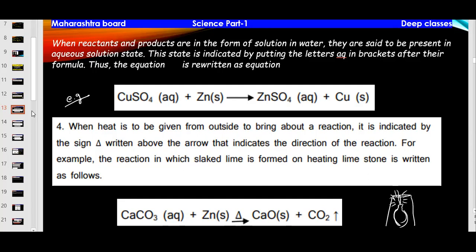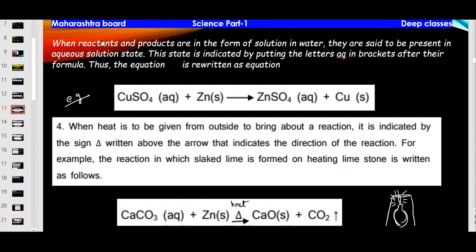It is indicated by a sign like this triangle. Okay, we call it delta. This is heat in terms of chemistry. This symbol means heat. Let me write here, this symbol means heat. So if you see this triangle symbol in the reaction, then you can think that while doing this reaction, they have used heat from outside. It is written above the arrow that indicates the direction of the reaction. This arrow is the direction of the reaction.